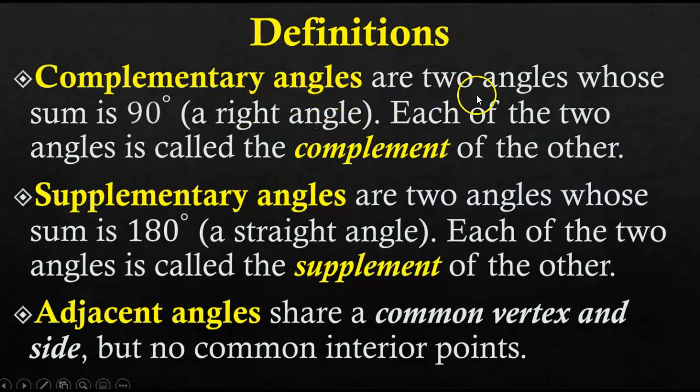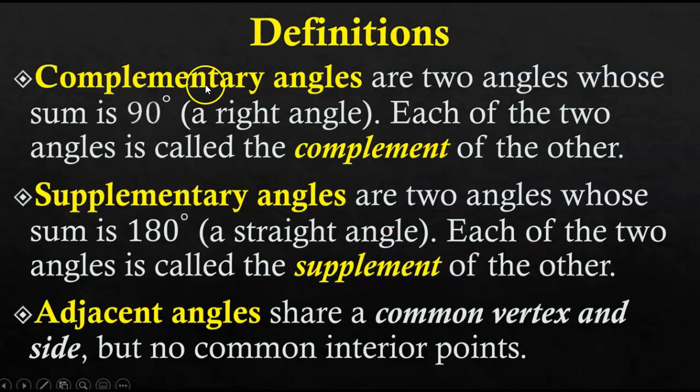Complementary angles are two angles whose sum is 90 degrees. So if you add up any two angles and you get 90 degrees, then those two angles are complementary to each other, and we call them complements of each other. Supplementary angles are two angles whose sum is 180, which means they form a straight line if you put them adjacent to each other. Each of the angles is called the supplement of the other.